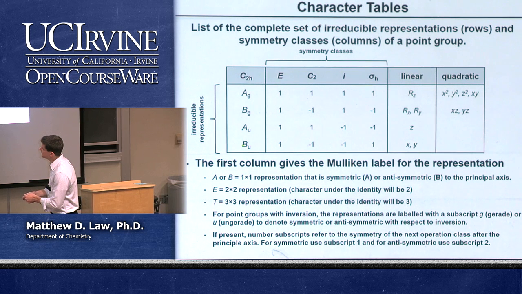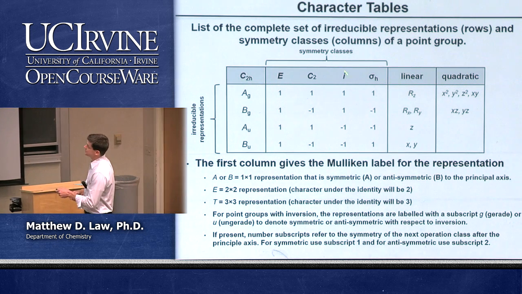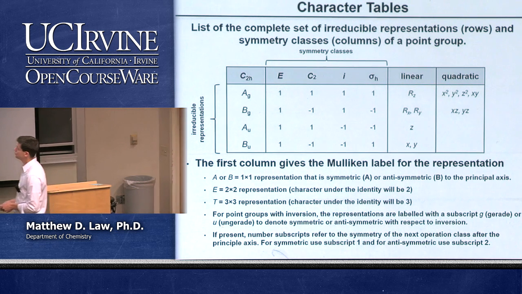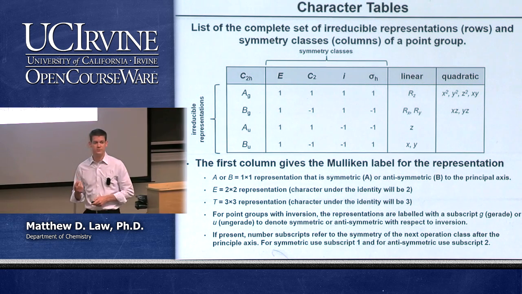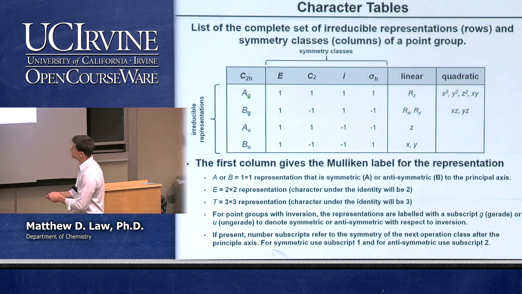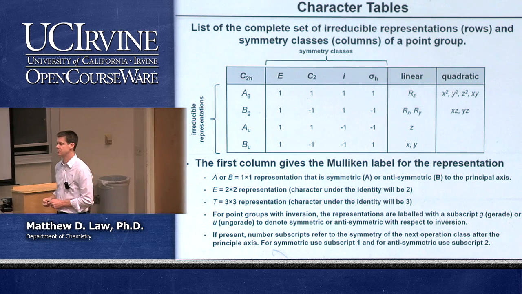In addition to the A and the B, or the E and the T, we have these subscripts. In this case, we have G and U subscripts. For point groups that have inversion like this does, since C2H has the inversion operation, the representations are labeled with the subscript G, which is gerade, a German word, or ungerade for U, to denote whether they're symmetric or anti-symmetric with respect to inversion. So you are gerade or G if you have a symmetric relationship with inversion, and you're ungerade or U if you have an anti-symmetric relationship with inversion. So you can just look at the Mulliken label and tell right away what the characters have to be in the character table.